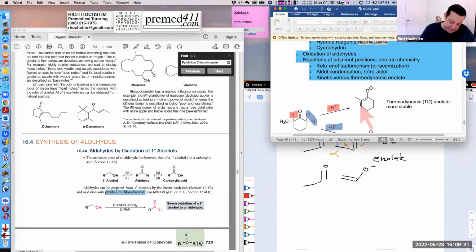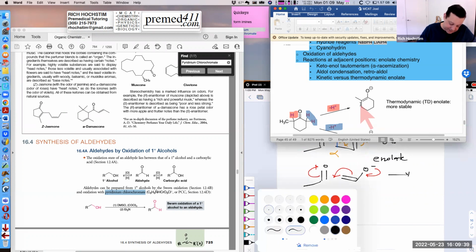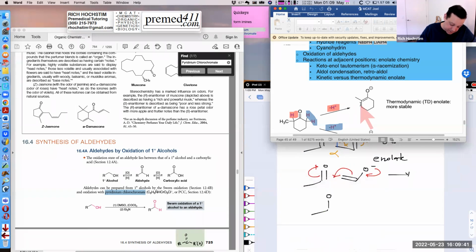Then these drop down to here, these come over here, and these pop over there. And that's going to give us this, an OH, O minus there. We'll have a bond here, and then a bond here, here, and like this.